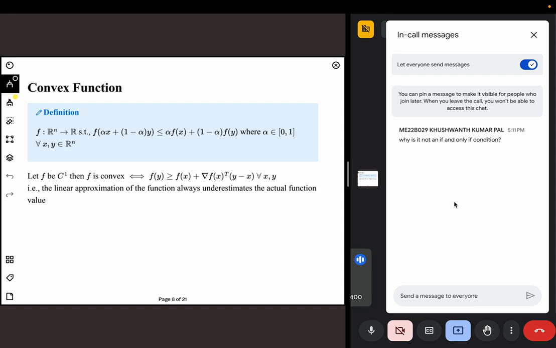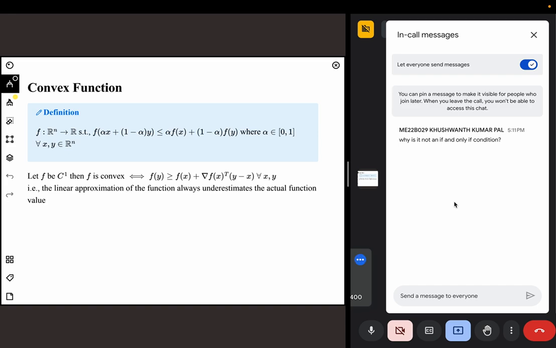The next concept is the convex function. Why we are worried about this convex function is just to simplify some of the scenarios, as in some of the existence things that we don't have to worry about. Initially, before even trying to solve an optimization problem, we need to be sure that some optimal solution exists.